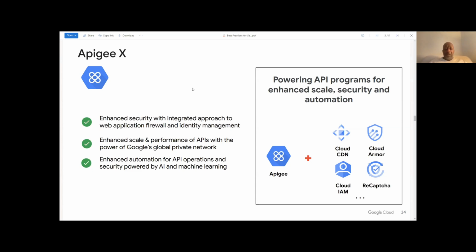So many organizations implement a gateway. Apigee is a gateway plus, and in addition to Apigee, there are tools like Cloud Armor, as well as reCAPTCHA and things like that. Next slide.